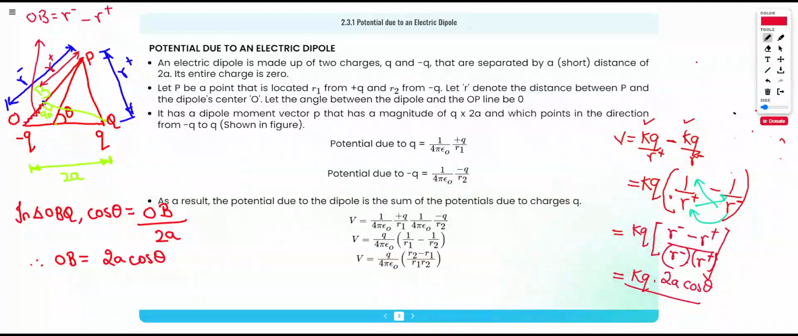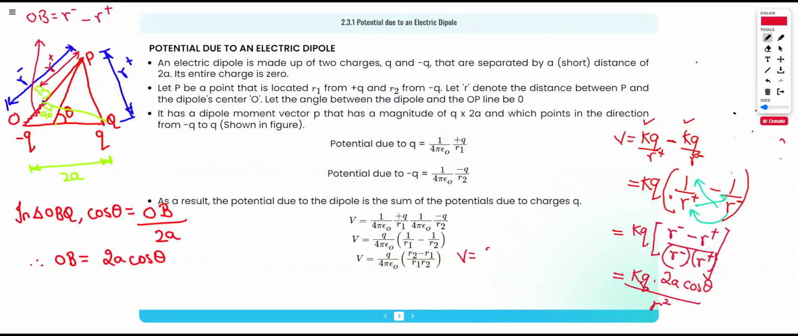If we are considering only the magnitude, ignoring the sign, can we write R negative times R positive as R square? Yes, we can write it as R square. So our V formula will be equal to KQ 2a cos theta over R square.